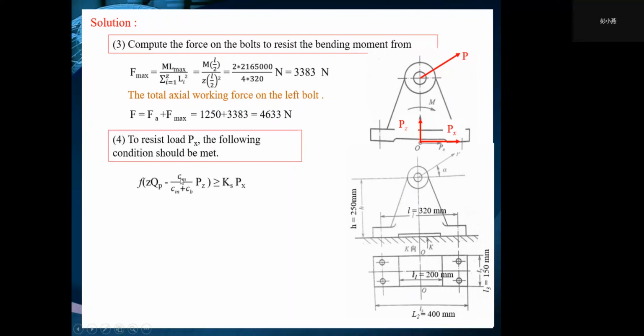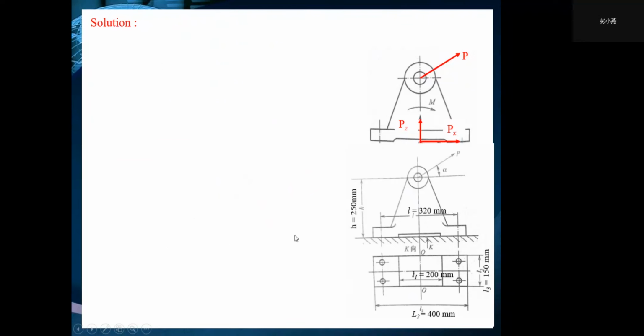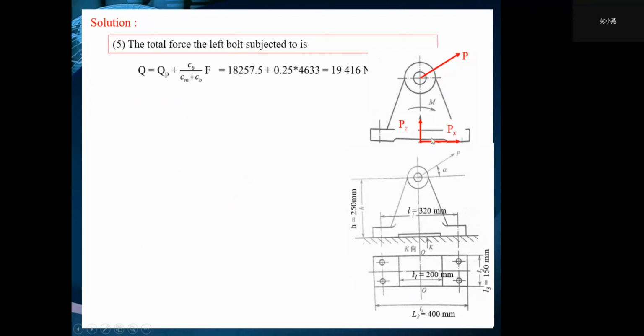Then frictional force should be larger than the transverse force Px, and this is the factor, and then we can calculate the preload should be larger than this, and then consider the left bolt, which is subject to the maximum force. We have this. The bolt.